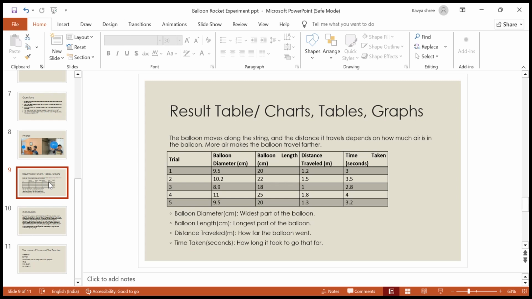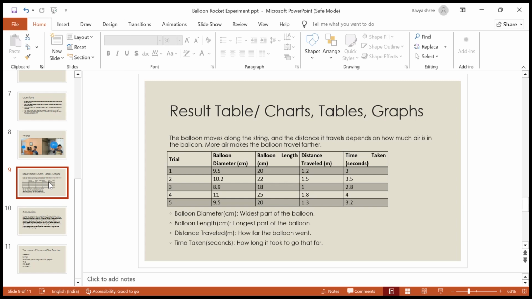I will explain the definitions of balloon diameter, balloon length, distance traveled, and time taken. Balloon diameter is the widest part of the balloon, balloon length is the longest part of the balloon, distance traveled is how far the balloon went, and time taken is how long it took to go that far. I took 5 trials for this experiment.